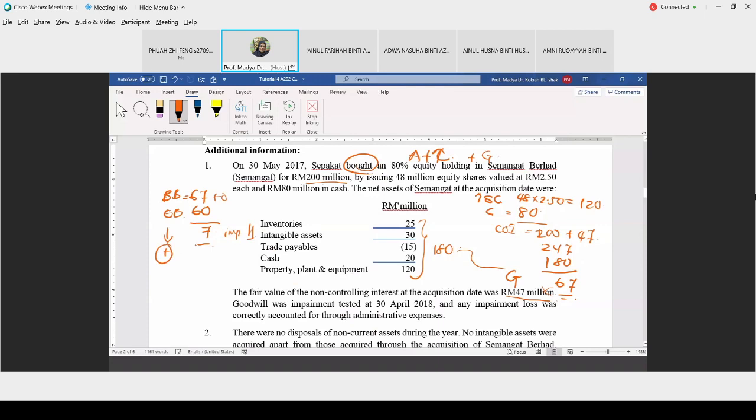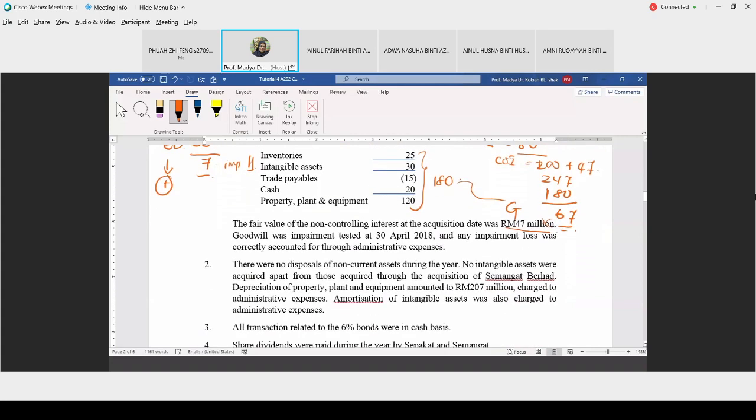Okay, and then item number 2. For item number 2, there is no disposal of non-current asset during the year. No intangible asset was acquired apart from those acquired from the acquisition. So you look at your intangible asset. Intangible asset beginning balance, you have 350, and then plus the one that you acquired here is 30. So you're going to have 380.